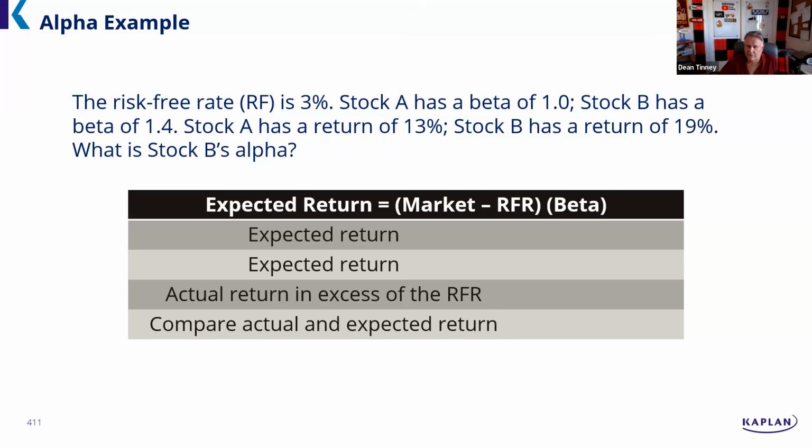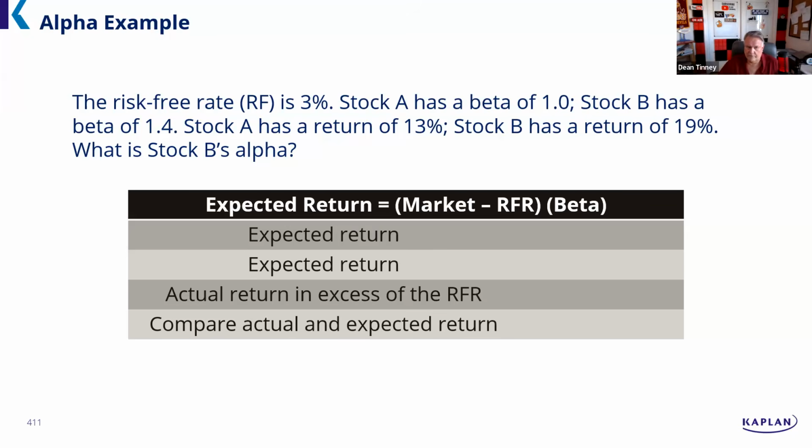Rather than just telling you what the market did, they say stock A has a beta of 1. Now, as a test taker, that's important because I say, okay, whatever stock A did, that is the market return, because they told me it has a beta of 1. Stock B has a beta of 1.4, so it's 1.4 times more volatile than the market. And now they tell me stock A had a return of 13%. Remember, that was important because now I know the market did 13%. Stock B has a return of 19%. What is the alpha?